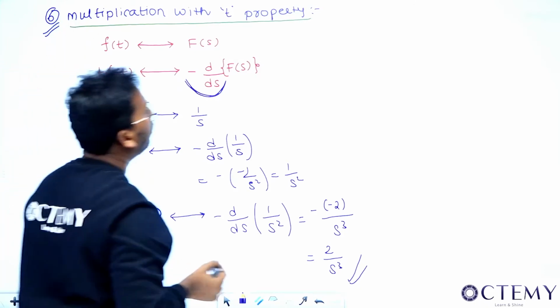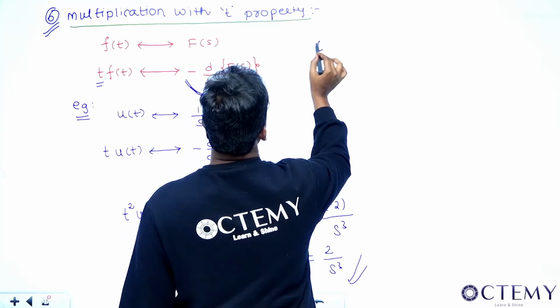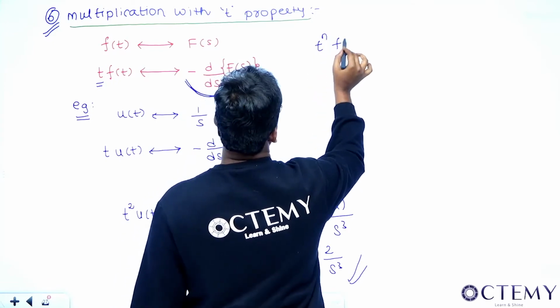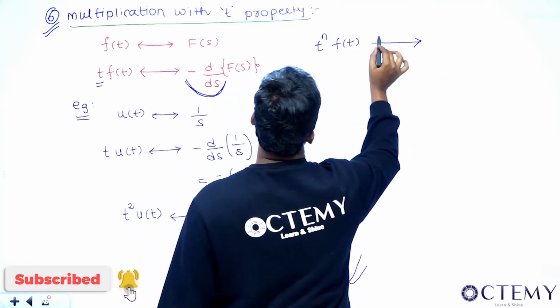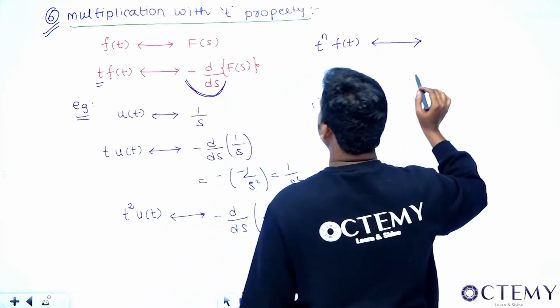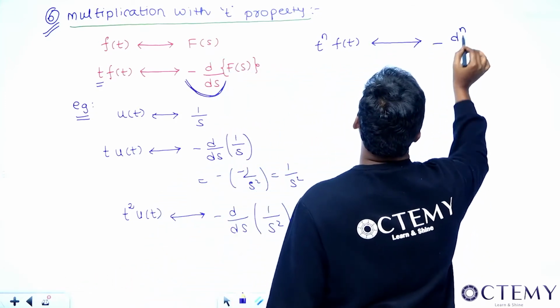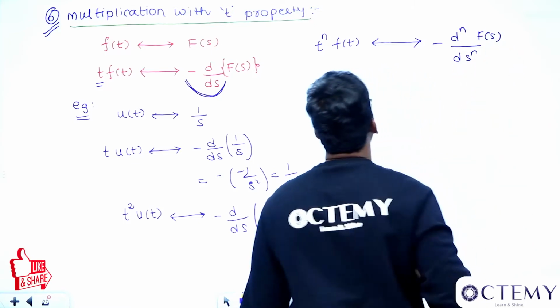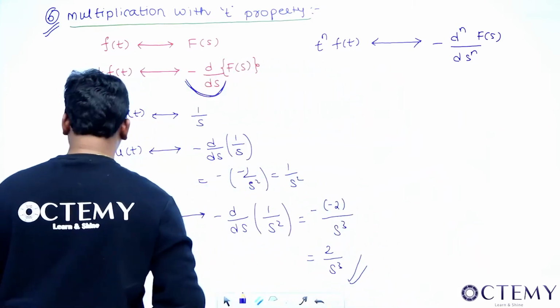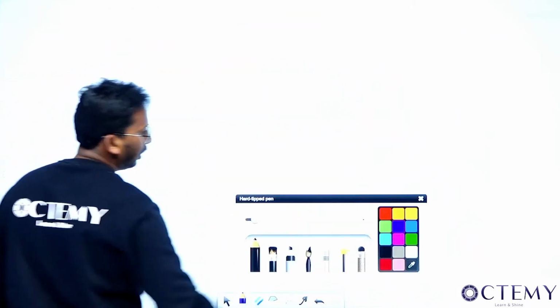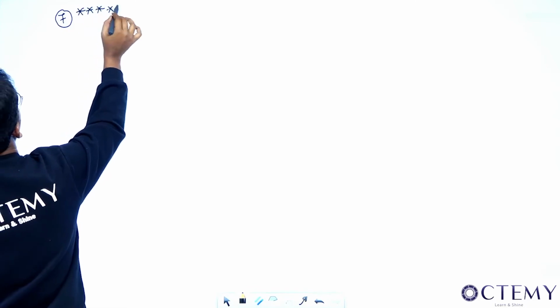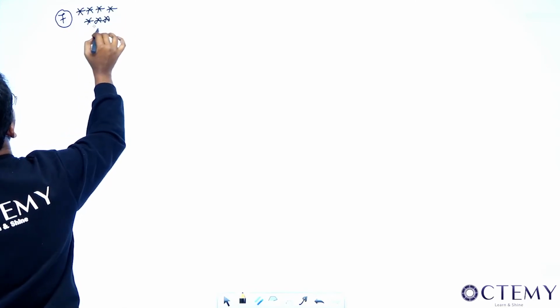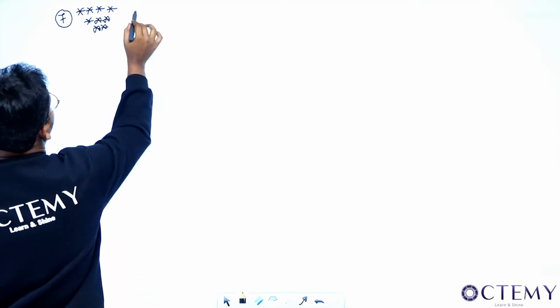If you want to write the generalization of this, it is like this: t power n f(t). In textbooks, this is what you will see. t power n f(t) is minus d power n by ds power n of F(s), right? This is what is used. This is your sixth property, multiplication property. Now let's go to the seventh property, the most important property from the control systems perspective. That is the differentiation property.